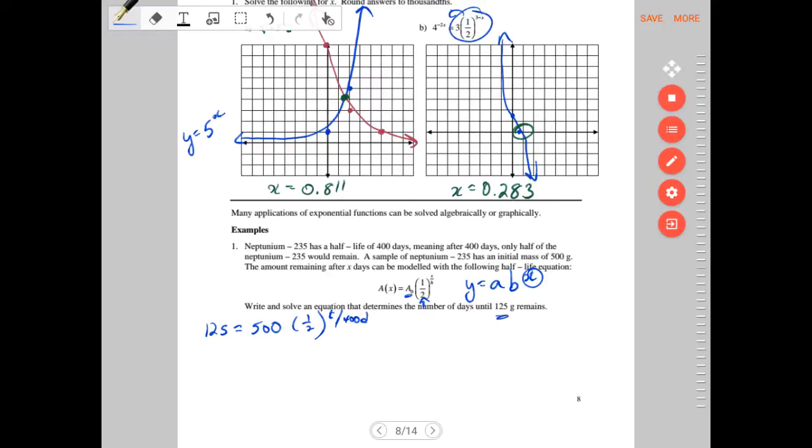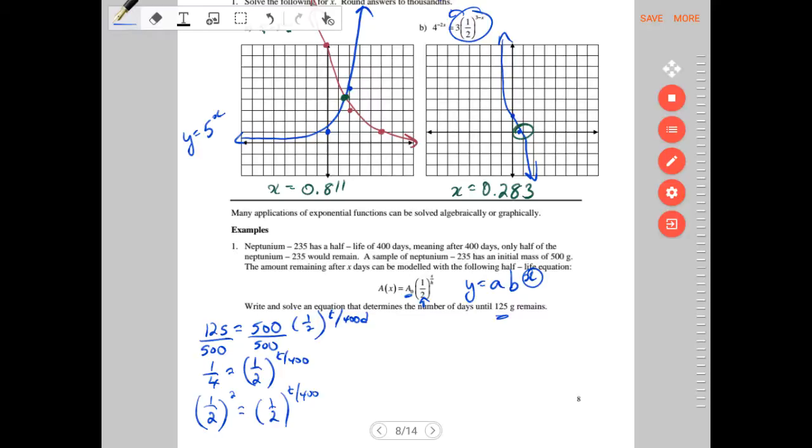Now, first of all, I need to get my whole exponential part by itself, so I'm going to get rid of the 500. Because that's multiplied, I can get rid of it by dividing. 125 divided by 500 is 1/4. That equals 1/2 to the power of t over 400. Now, 1/4 is a power of a half. That's the same as 1/2 squared. Half times a half is a quarter.